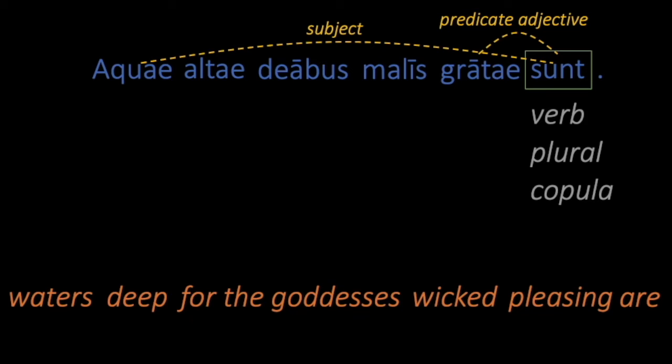This captures the general idea pretty well, but in English it's more idiomatic to say pleasing to the goddesses than pleasing for the goddesses. So we'll switch that out and rearrange the word order to get deep waters are pleasing to the wicked goddesses. Next sentence.